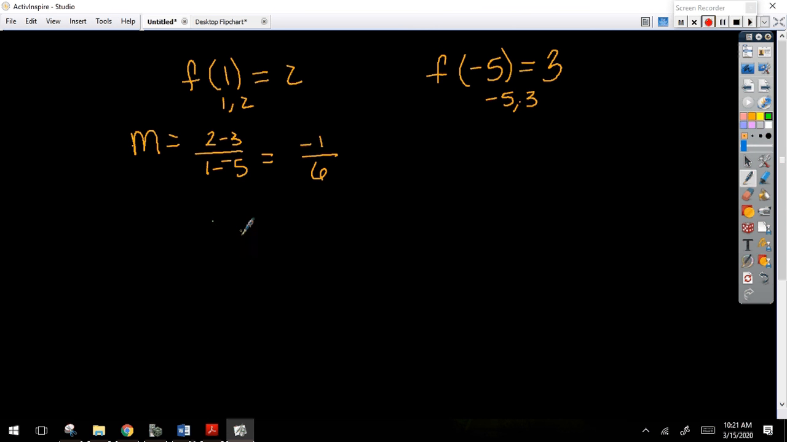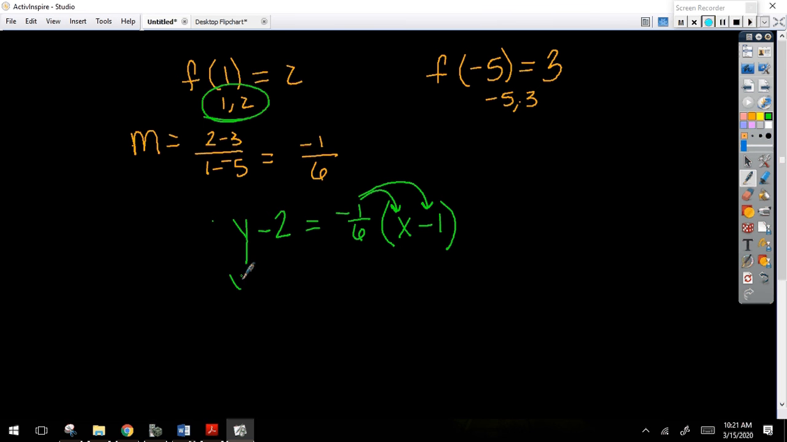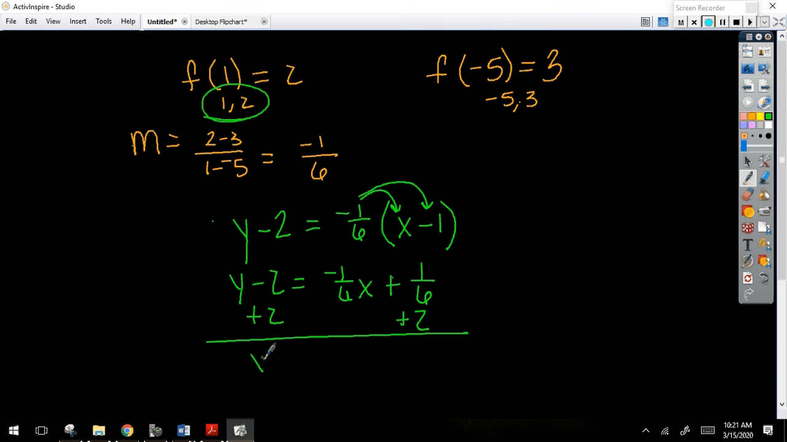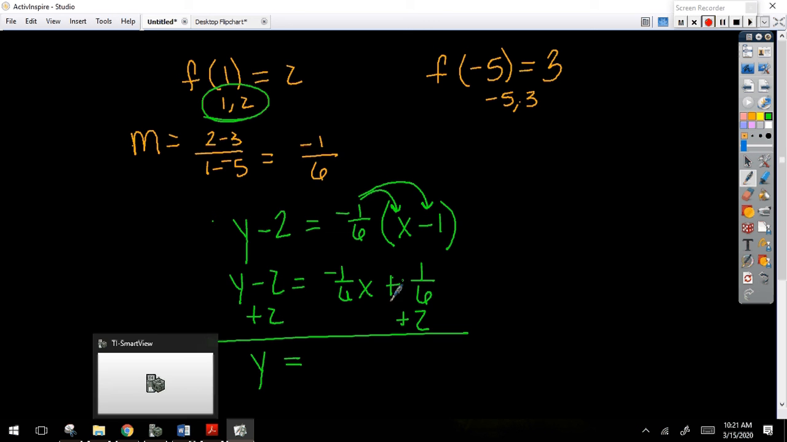Okay. Plug into point slope form. Y minus, again, I'm going to use this point, but you don't have to use that point. You can use the other point if you'd like. Y minus 2 equals negative 1 over 6, that's my slope, times x minus 1. I'm going to distribute through. Plus 1 over 6, and I'm almost there. I just need to add this 2 to both sides.